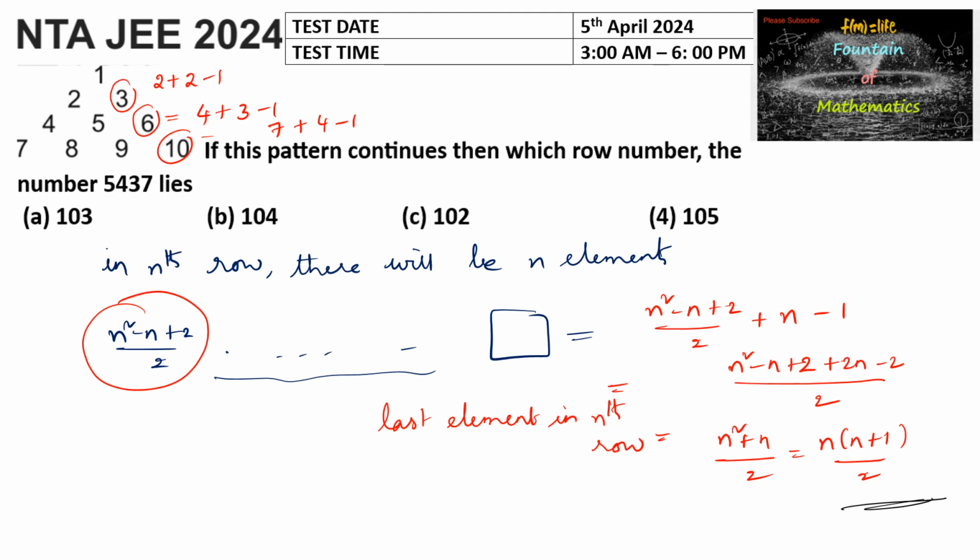And now our number 5437 will lie between the first element and the last element. So we need to identify n such that (n square minus n plus 2) upon 2 is less than or equal to 5437, which is less than or equal to n into (n plus 1) by 2. Either it can be the first element or the last element or in between any of these two. Then we need to find which row that is, meaning n stands for that row.